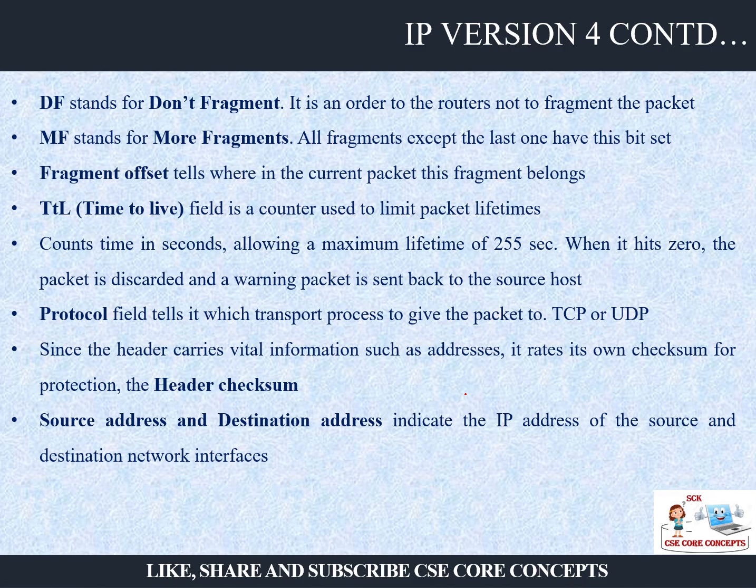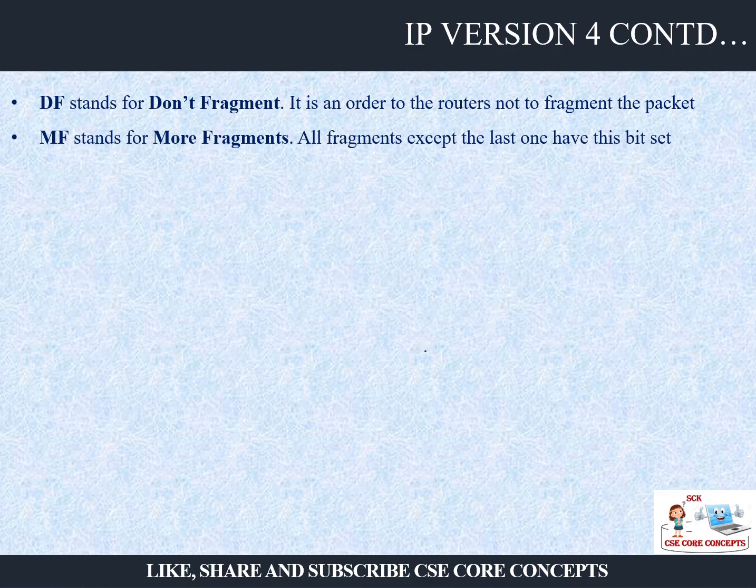Then we have seen the two smaller fields, if you remember, DF and MF. They are 1-bit flag bits. DF means don't fragment. It tells the router not to fragment the packet further. And MF means more fragments. That means all fragments except the last one will have this bit set. It is an indication that more fragments are coming.